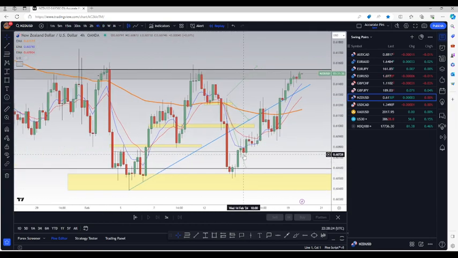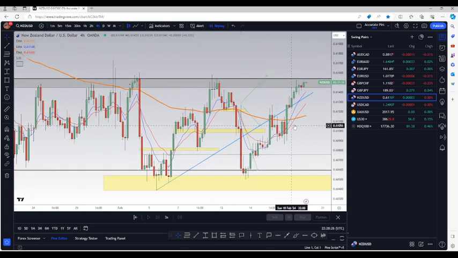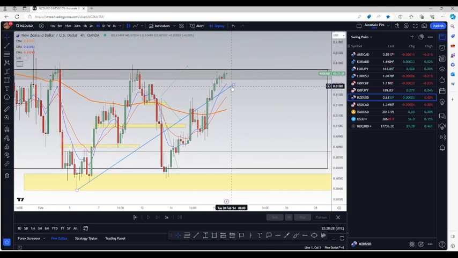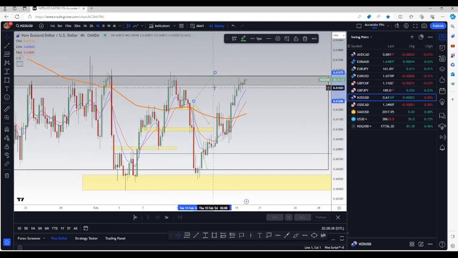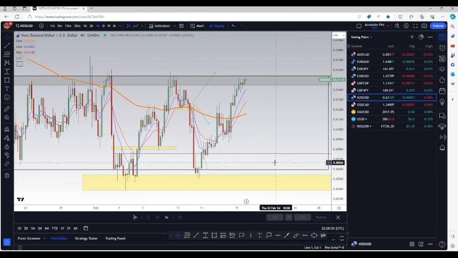So NZD USD, my bias on this is for a sell. I'll be honest with you, because when I did talk about NZD USD last week, I did say price was either going to come resist another support level or make its way off of this temporary support, which it did. It just broke right through it. It didn't even hold. So I need to get rid of that.